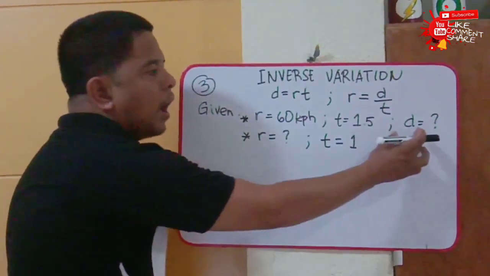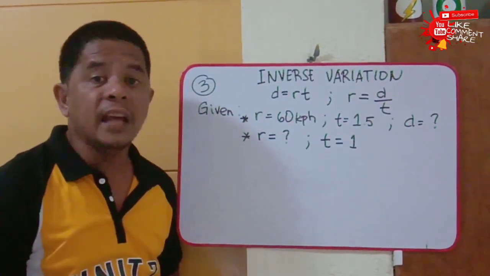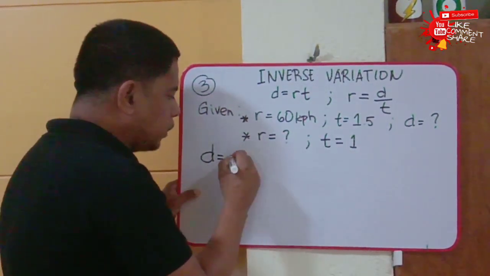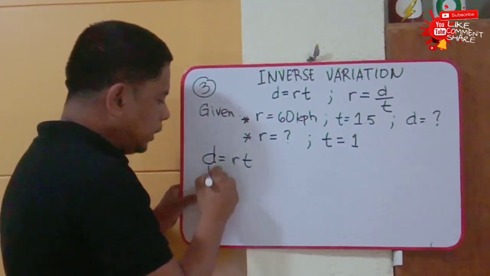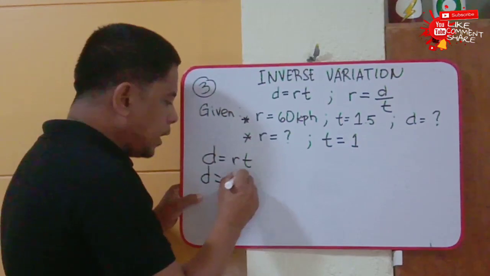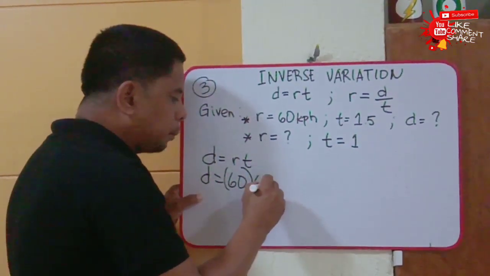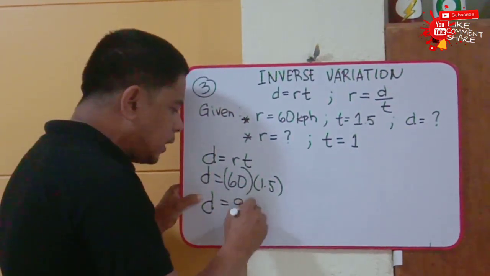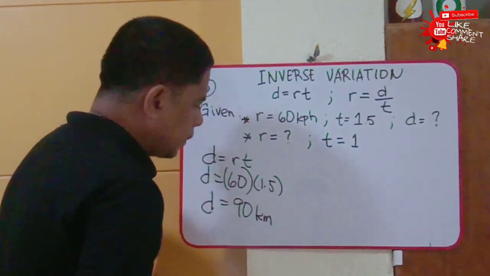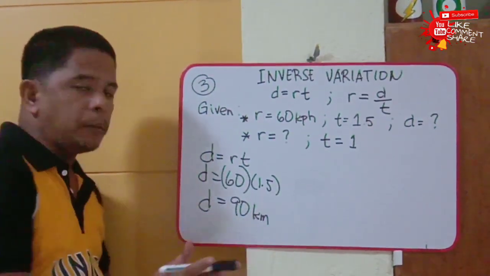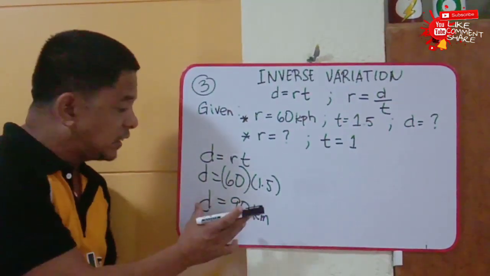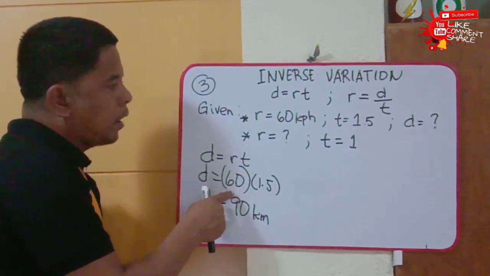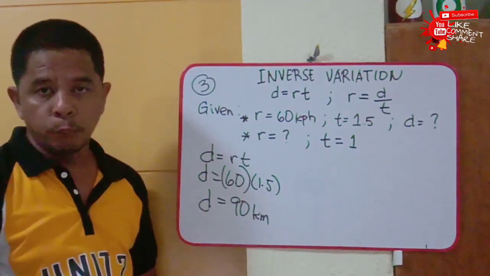So first, we will have to get the distance or kukunin muna natin yung distance. So ang distance natin, based dun sa formula, distance is equal to rate times time. So distance equals, our rate is 60, our time is 1.5, and 60 times 1.5, the distance is 90 kilometers. So, this is the same distance that we have. So, ito yung distance na given tayo. From the rate of 60 km per hour at mayroon tayong time na 1.5.